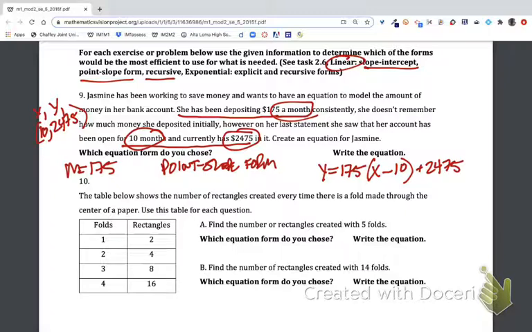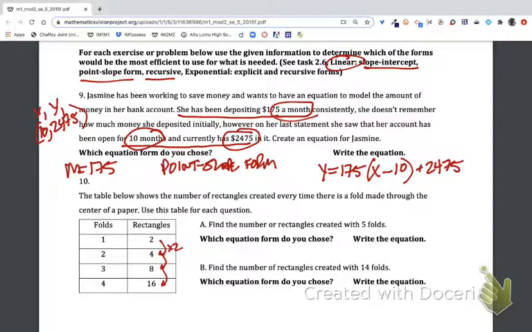For number 10, it's a problem that we've seen in a prior lesson, but we're using it to launch into a little bit more. So we have the number of rectangles created with 5 folds. Well, first of all, we're looking at this table here, and you can see that in order to get to each next step, we're multiplying by 2. And because of that, we know we have an exponential function.